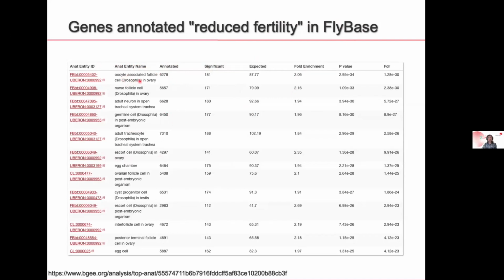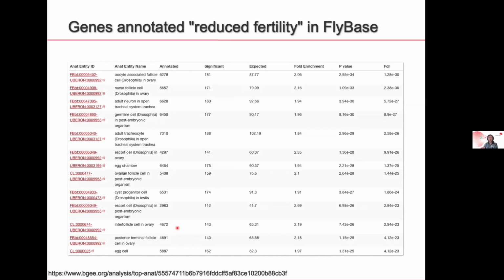So you see that I get a lot of terms related to anatomical structures which are involved in reproduction: oocyte-associated follicle, nurse follicle cell, germline cell, escort cell of the ovary, egg chamber, ovarian cell, progenitor cell in testis, escort cell of post-embryonic organism, follicle cell in ovary, egg cell. So a lot of terms related to reproduction, also a few related to behavior, which will also sometimes in flies lead to, well, I mean to nervous system, so behavior, reduce fertility in flies.